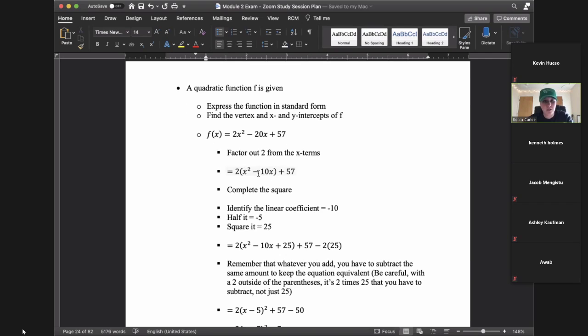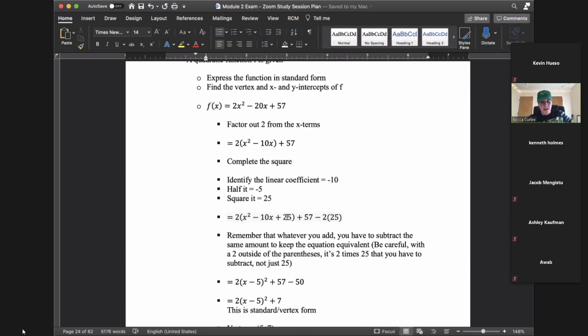This is your quadratic term, because linear is dealing with just x alone. So identify the linear coefficient. It's negative 10. You're going to half it, which is negative 5, and then you're going to square it. That's how you know what to add to complete the square. So we halved it, we squared it, we got 25. Then we're going to add that 25 in here.